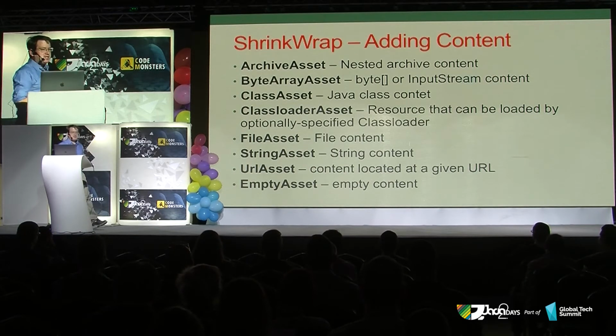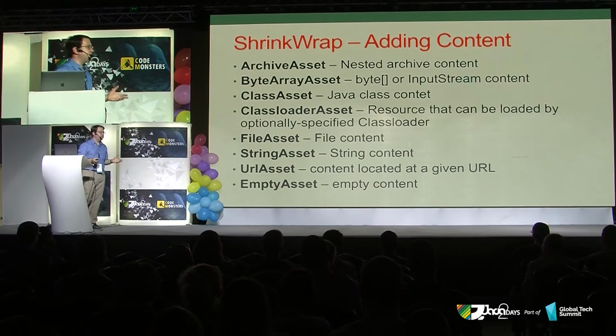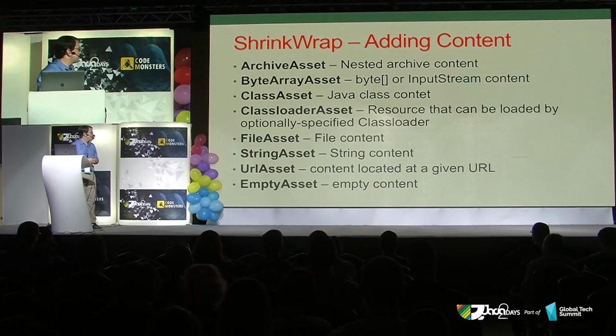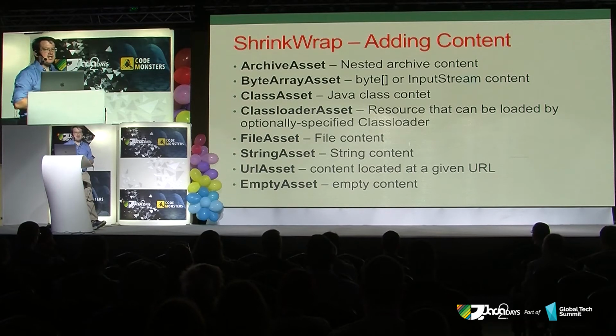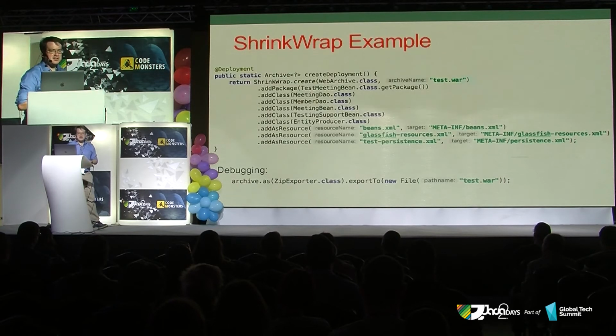We've got several different types of content. We have an empty asset, which you can use to insert an empty beans.xml, for instance. We can add string assets, so instead of having to have a file checked into our source code tree, we can just embed the content that we want in the file in the string and add it in directly. So we've got several different ways of loading data into it.